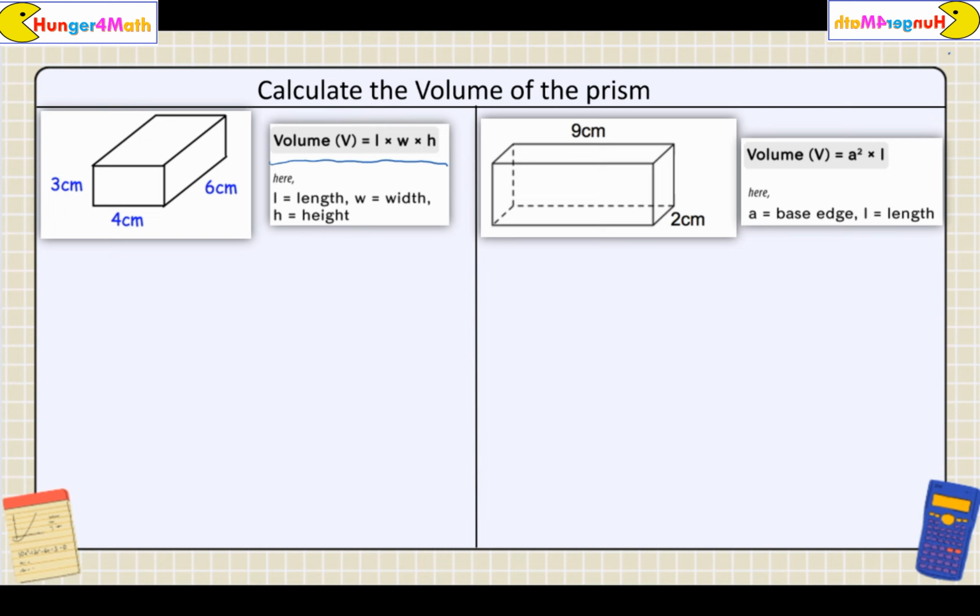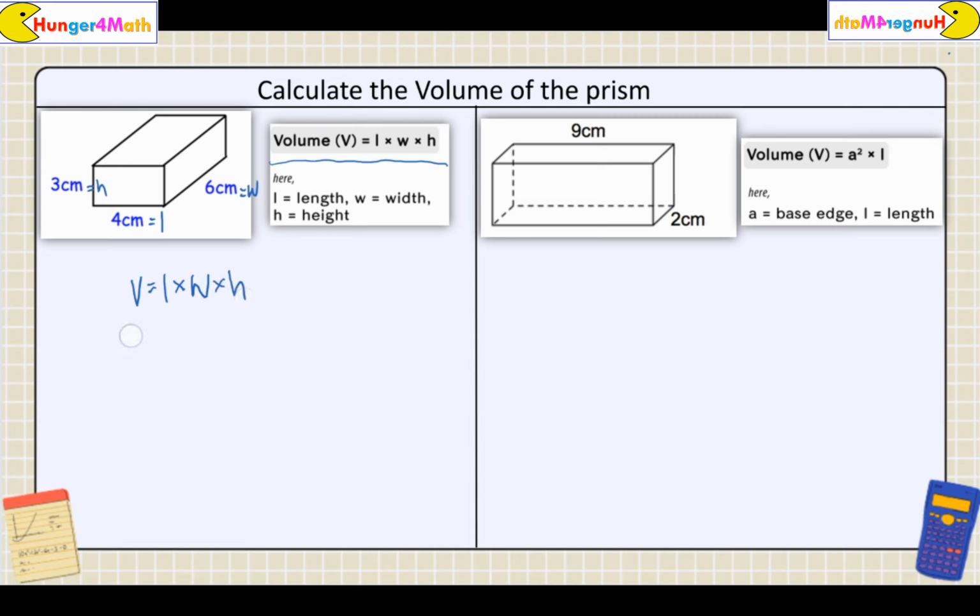Now let's label the given. 4 cm, that will be the length. 6 cm will be the width. And 3 cm will be our height. The height is always the perpendicular line. Now let's copy the formula. Volume is equal to length times width times height.